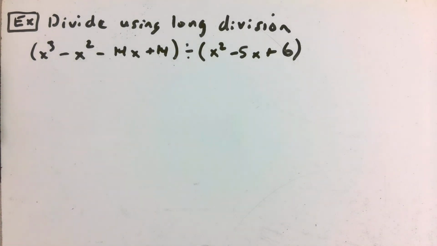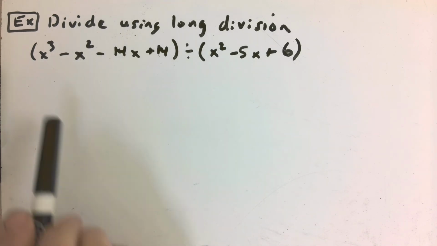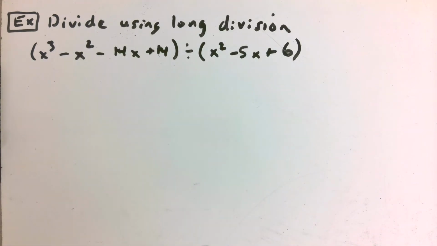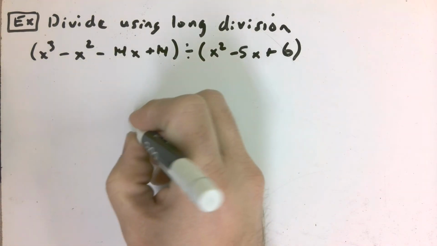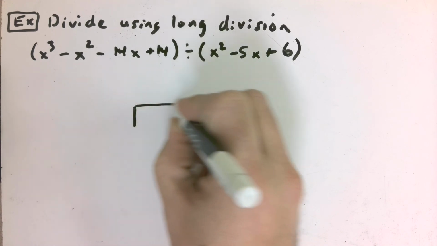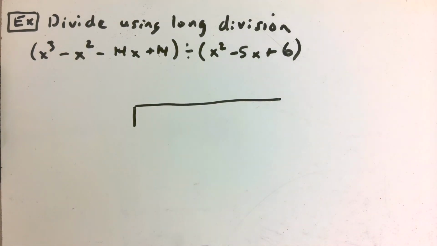Our directions for this problem are to divide using long division. We have a polynomial divided by another polynomial. So we're going to use the traditional long division process to go through and do this long division. It's a lot like doing long division with regular numbers. First we have our long division symbol, which looks like that.